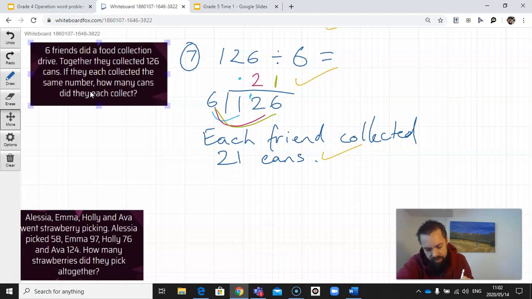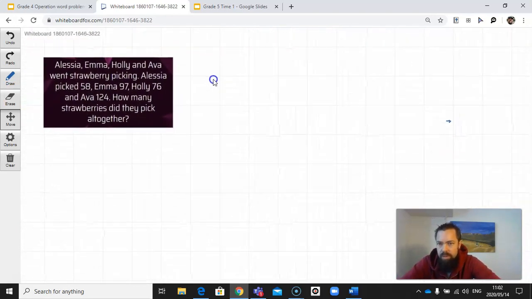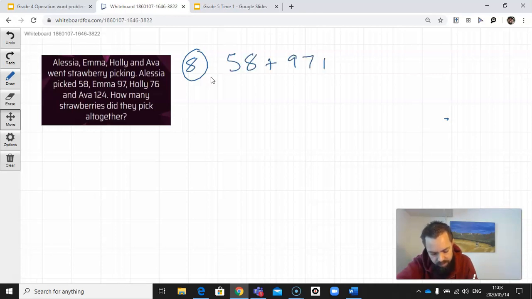Okay, last problem that I've got written down is this one with Emma, Alessia, Holly, and Ava. I chose this one because there's a little bit more to it. Okay, so we've got 4 friends, and they're 4 amounts, and we want to find the total. So total is another one of those words that gives us a clue that it's going to be a plus. So we've got 58 plus 97 plus 76 plus 124 equals. And writing all that down gets us our first mark.